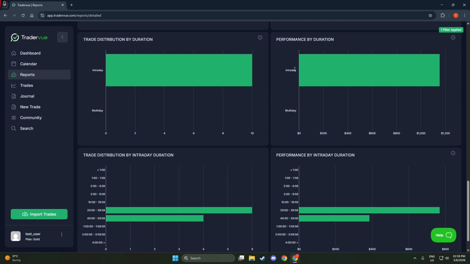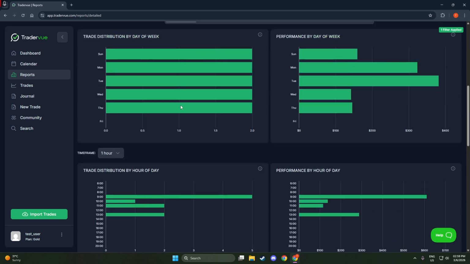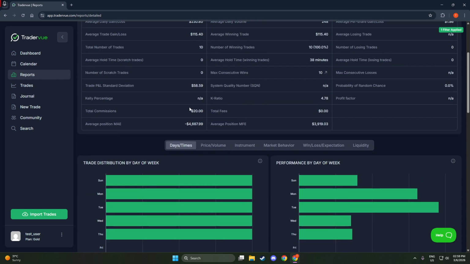Wrap up by pairing what you see in distribution with what you learn in performance, and use that combination to refine your trade planning and risk management.